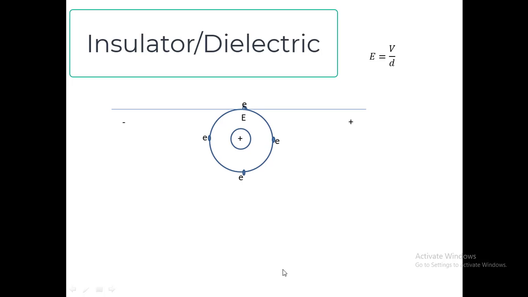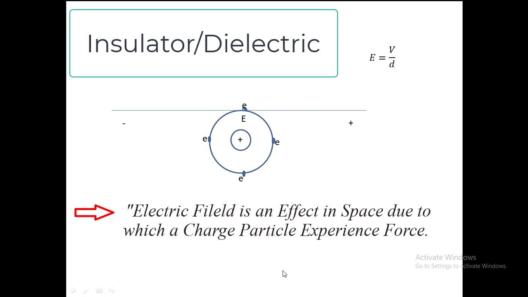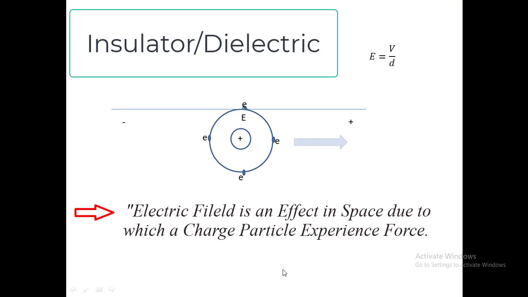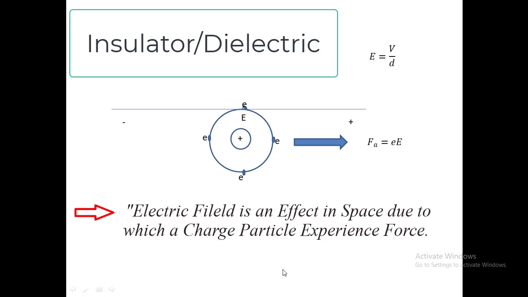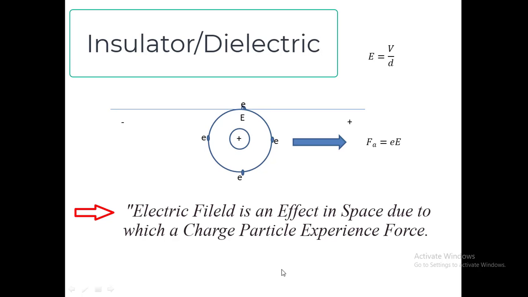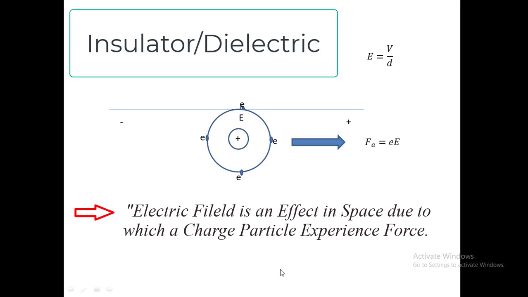Now I am giving the definition of the electrical field. Electrical field is an effect in space due to which a charged particle experiences force. This force is called applied force. The applied force is represented by Fa. We know that Fa equals capital E times small e, where capital E is the electrical field and small e is the electron charge. We know that electron charge equals 1.602 times 10 to the power of minus 19.